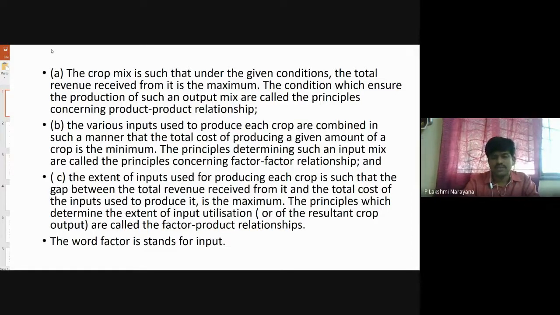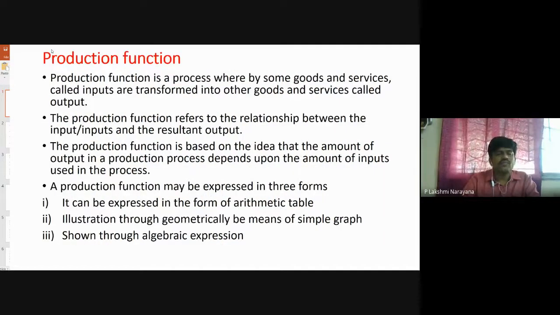Land is a fixed variable, technology is also given. So based on these three principles, we can say resource use efficiency in the form of the farmer. Production function is a very important concept. By using production function, we can arrive at resource use efficiency, where the input combination or factor combination is good.